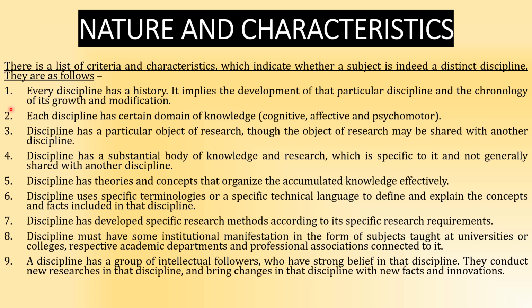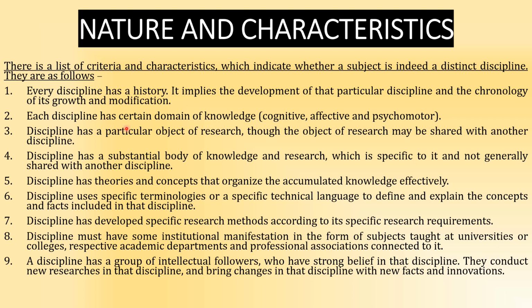अगर किसी भी एक subject में ये 9 points होते हैं, then that subject can be called as an academic discipline. First is has a history. Okay, history simple means कि academic discipline originate कैसे हुआ. You know उसका particular sequence, the sequence of its growth, modification, everything should be known. तो ये हो गया पहला point.